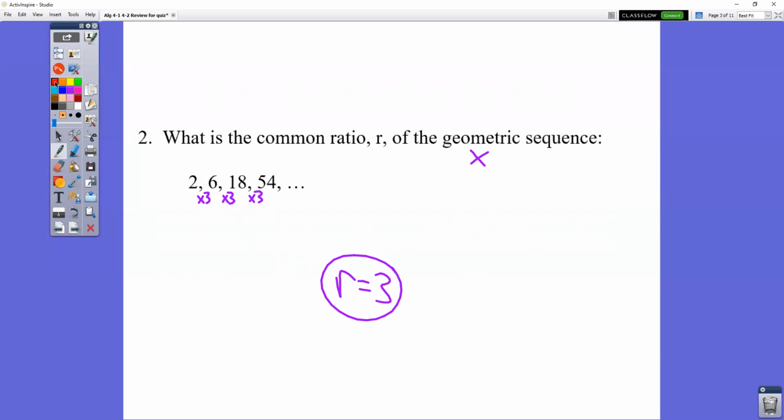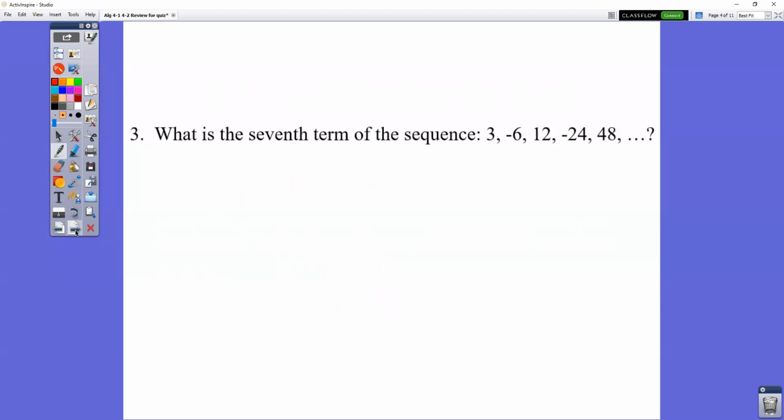Again, if you couldn't figure out that we were multiplying by 3, when it asks you for the common ratio, you can choose two consecutive numbers and divide going backwards. That will give you your common ratio. So 6 divided by 2 is 3. 18 divided by 6 is 3. 54 divided by 18 is 3. So that is our common ratio.